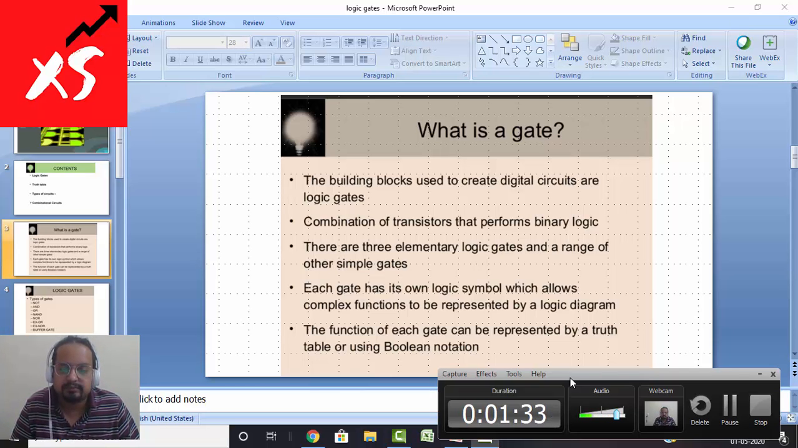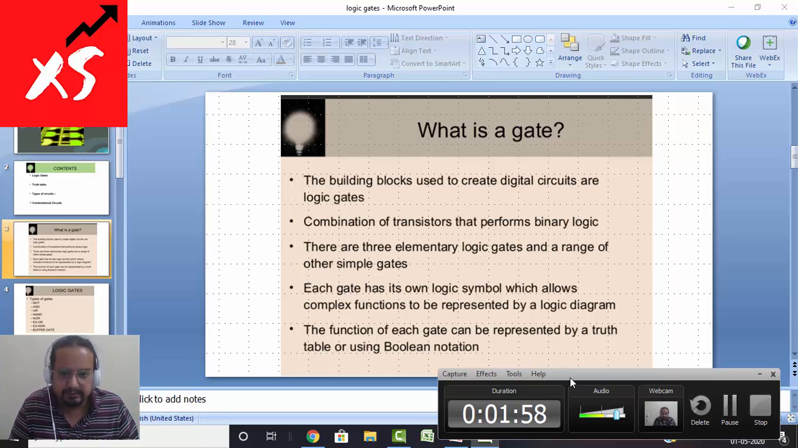Internally, they are a combination of transistors that perform binary logic. It's all a game of zeros and ones as we know it. There are three elementary logic gates and a range of other simple gates which can be formed by combinations of those gates. The three fundamental logic gates you must have studied in your curriculum are the AND gate, OR gate, and NOT gate, right?